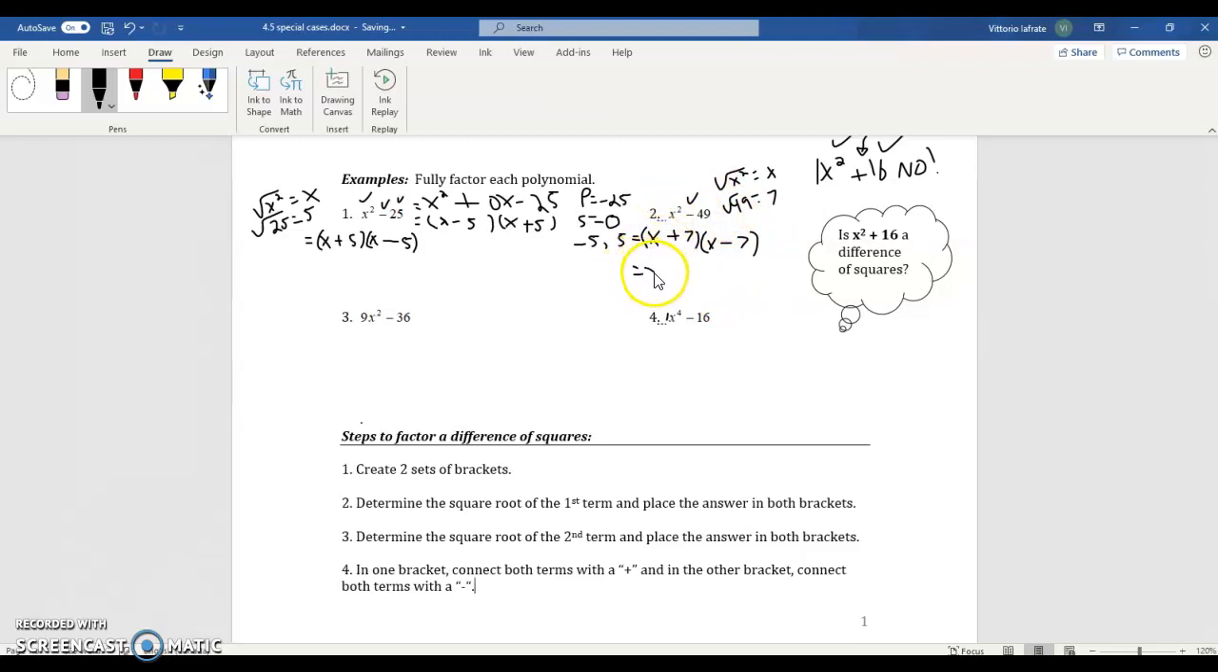So I do x times x, I get x squared. x times minus 7 is minus 7x. 7 times x is plus 7x. And then 7 times negative 7 is negative 49. Then I get x squared minus 7x plus 7x, that's 0x, minus 49. Now again, you don't have to write down 0x, so really this cleans up to being x squared minus 49.